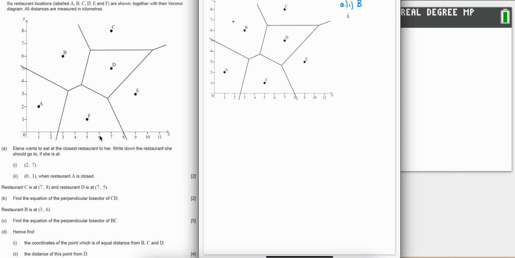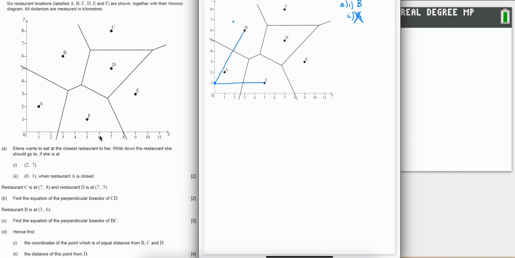And then for the second part, she's at coordinate (0, 1), which is here, and therefore she would be closest to restaurant A. Okay, it does then say when restaurant A is closed, so we now need to find out which one she's closest to. So it must either be F or B. So we need to find out the length to both of those points to see which one she'd be closest to if A is closed.